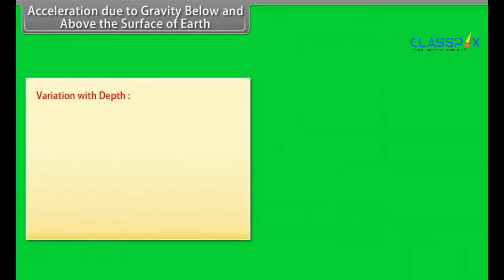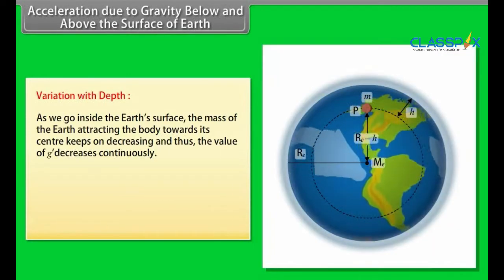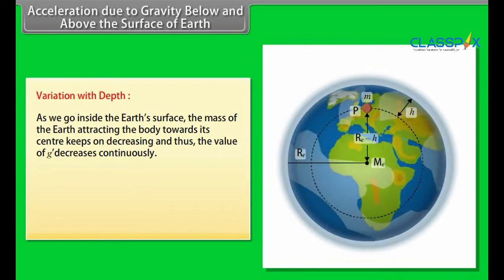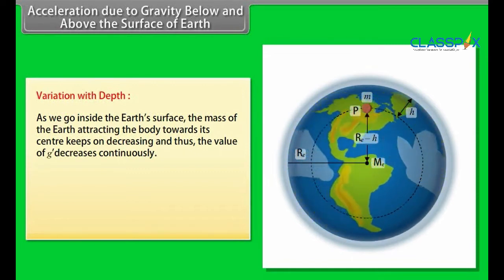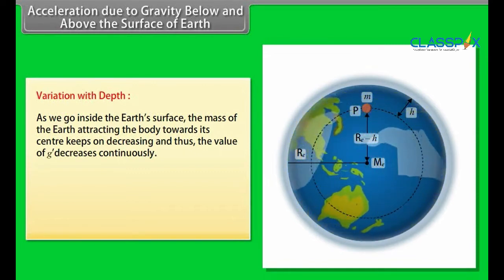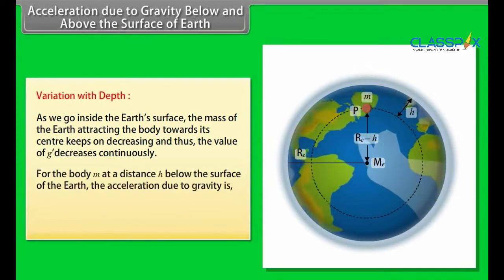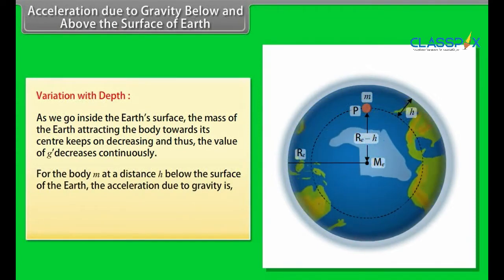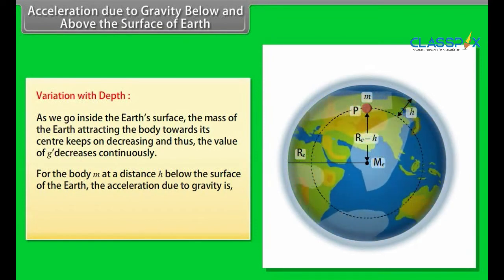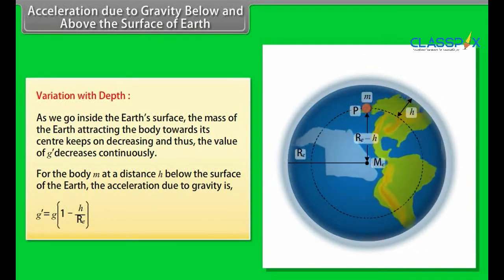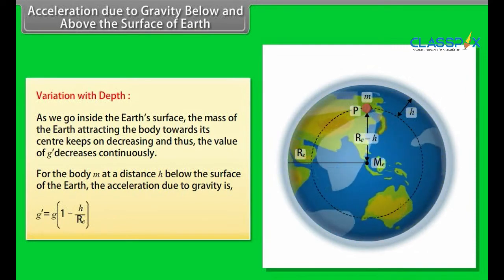Variation with depth. As we go inside the Earth's surface, the mass of the Earth attracting the body towards its center keeps on decreasing, and thus the value of g decreases continuously. For a body of mass m at a distance h below the surface of the Earth, the acceleration due to gravity is g dash is equal to g multiplied by 1 minus 2h upon re.